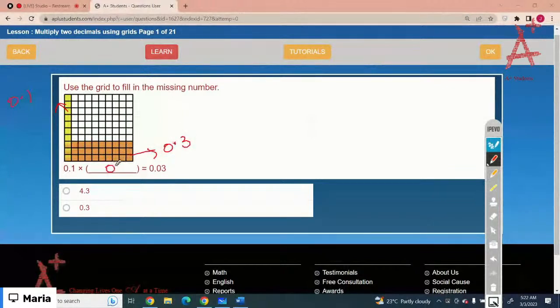So when you multiply 0.1 times 0.3, just look at this one. Only three of the squares are colored. Got it? That means it is 0.03. Got it? So the correct option is option number 2. The second one is 0.3. Got it?